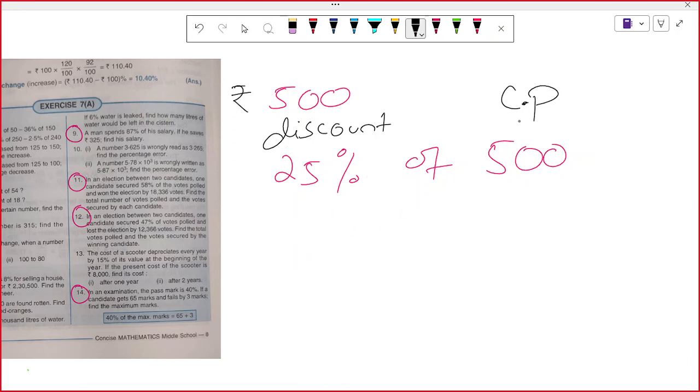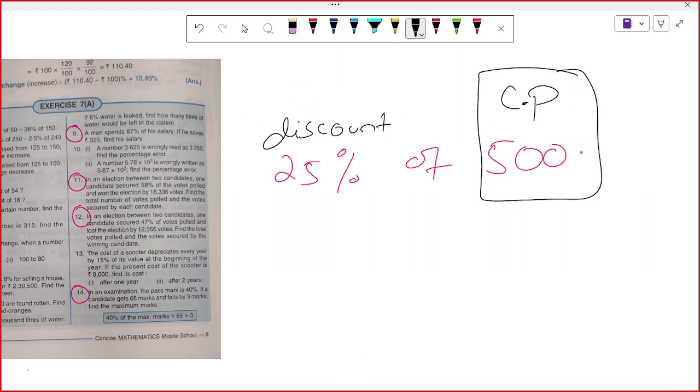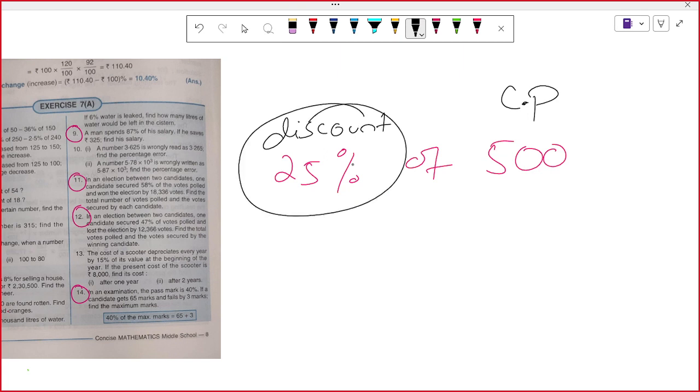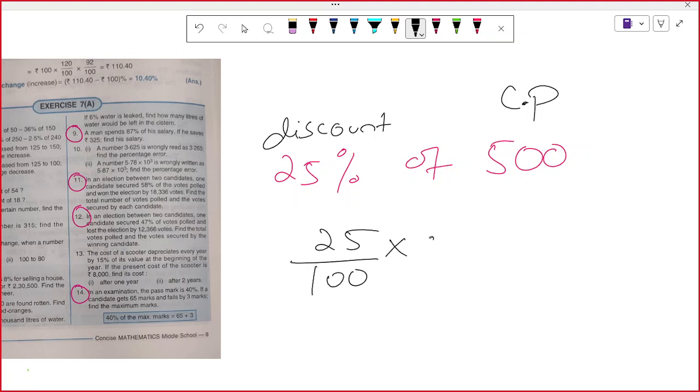So we have to find the discount, students. Look, you go to a store to buy something, like a t-shirt, for 500, and they give you a 25% discount. First you have to find the amount of discount given. How do you find it? 25 divided by 100 times 500. What's the discount given? 125 rupees. Calculate this. What's the discount? 125.